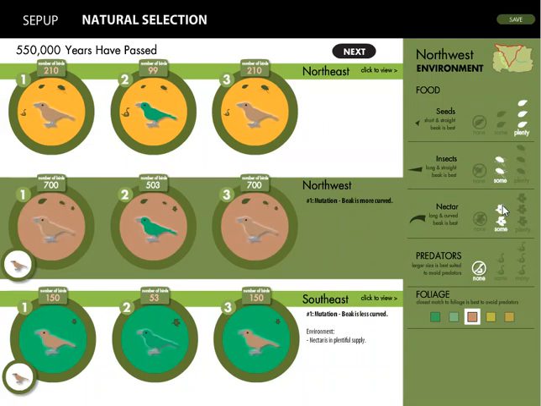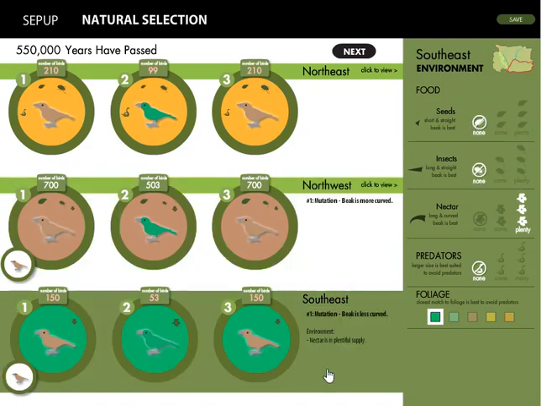Now there are more nectar producing flowers in this region, so that should be beneficial. We'll see. And in the Southeast, the mutation is that the beak is less curved, and there is plenty of nectar in this environment. There are also no other food sources in this environment. So I predict that wouldn't be a very favorable mutation. Let's see what happens.